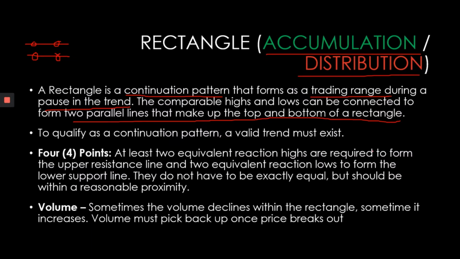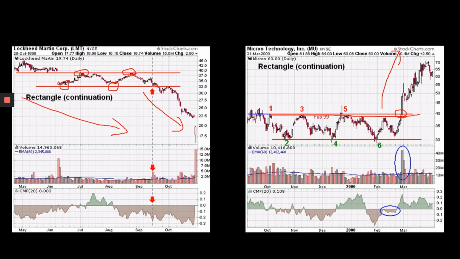Volume sometimes declines within a rectangle, sometimes it increases. So it doesn't really matter for the volume as far as the pattern is forming, but the volume must pick back up once the price breaks out. So volume must pick back up once the price breaks below that rectangle. You guys can see that spike in the volume gives you that confidence that the overall channel will continue dropping.